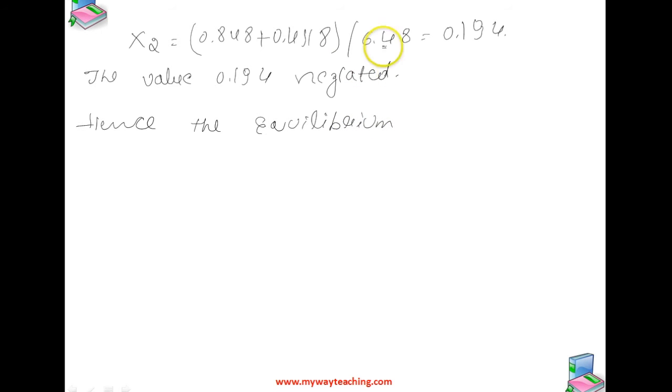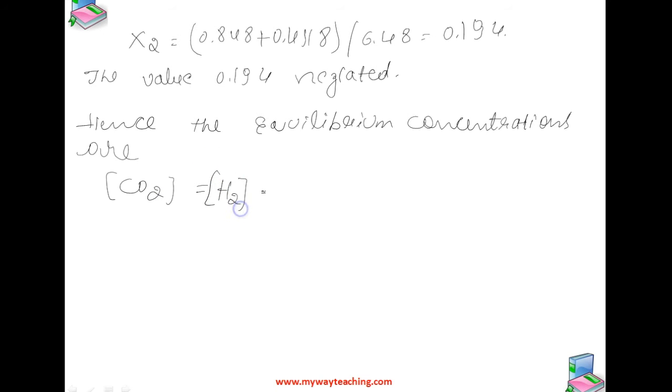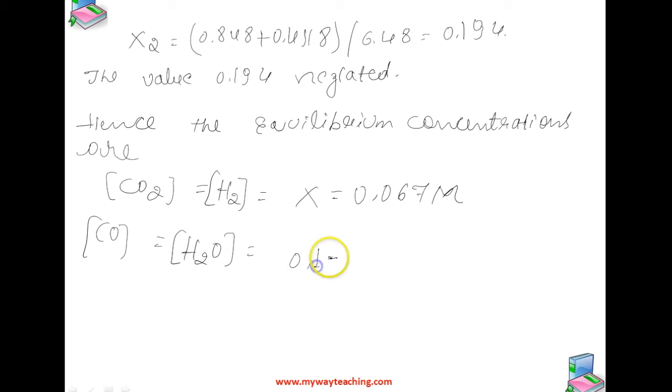Now hence the equilibrium concentrations are: carbon dioxide and H2, x is equal to 0.067 mole each, and carbon monoxide and H2O are equal to 0.1 minus 0.067, which is equal to 0.033 mole. Okay, so this is the answer.